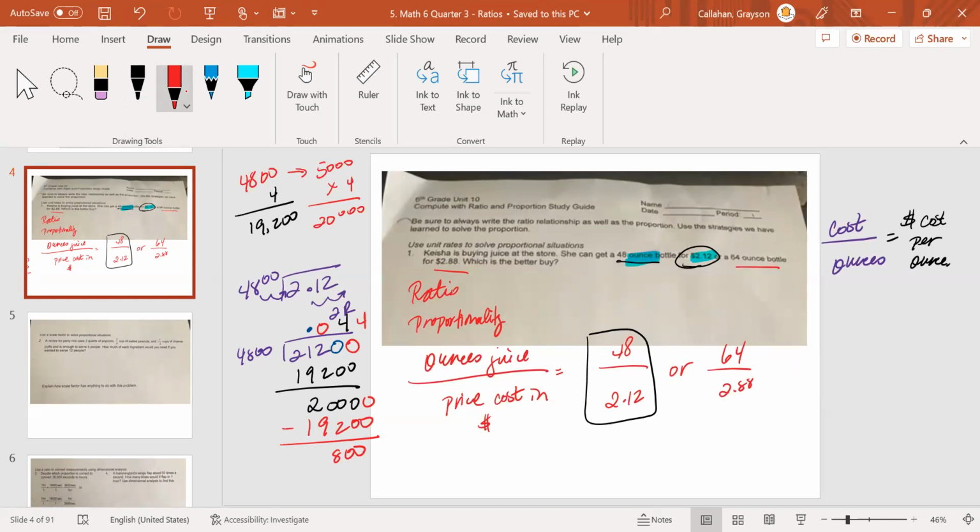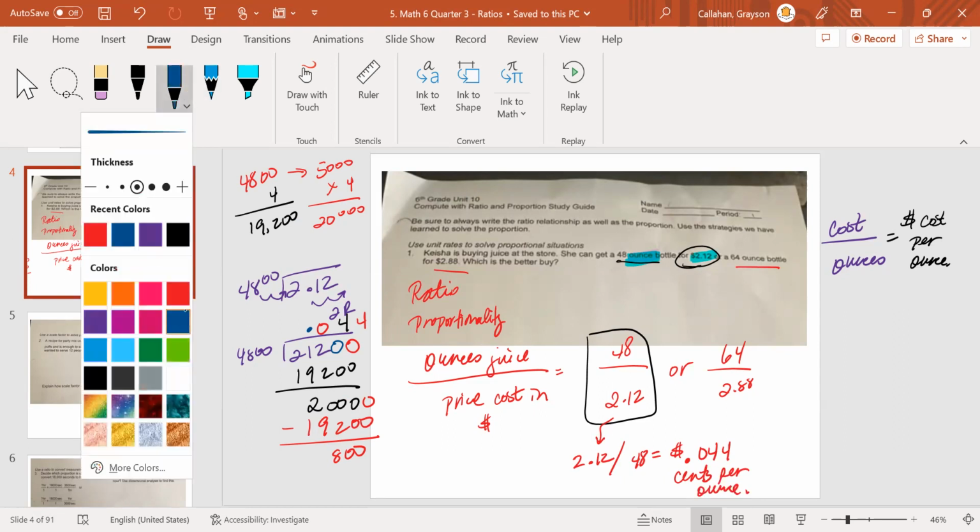So if I take a look at this right here, if I did $2.12 divided by 48 ounces, it's going to cost me 0.044. So this is essentially dollars per ounce, okay? Now I have to go ahead and compare that with this one right here.